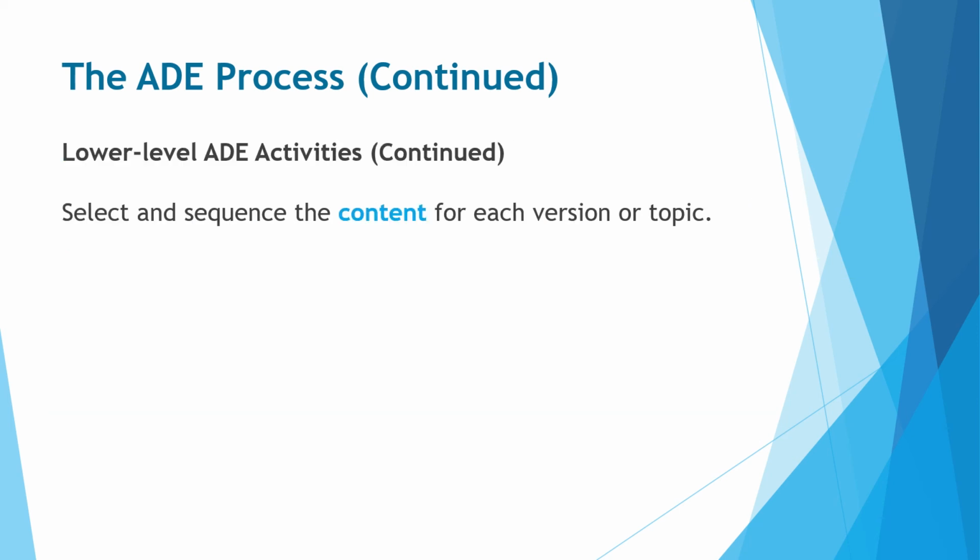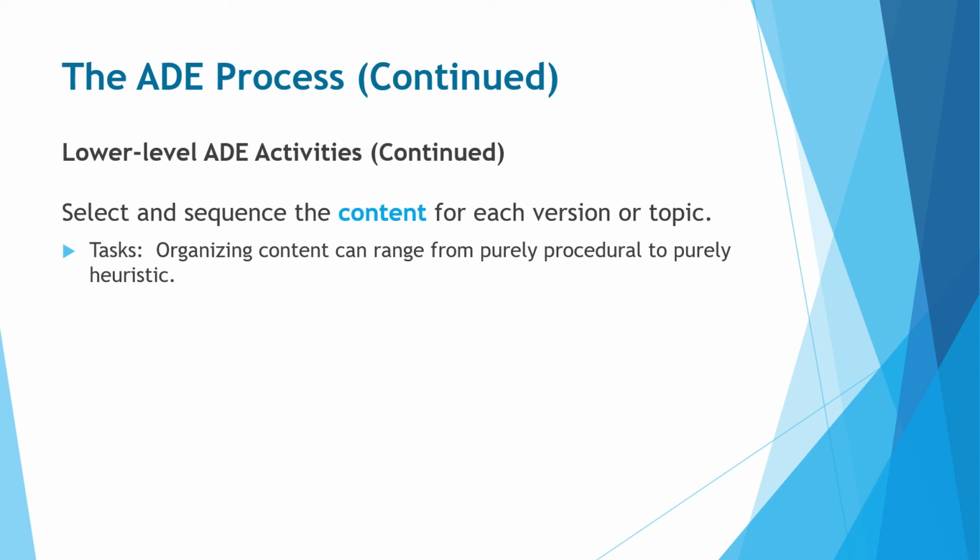Lower-level ADE activities begin with making the final detailed selection and sequence of the content for each version of the task or each application of the topic. For tasks, the organizing content can range from purely procedural, where experts think in terms of steps, to purely heuristic, where experts think in terms of principles and rules of thumb. For topics, the organizing content can be conceptual, which is concerned with understanding what is, or theoretical, which is concerned with understanding why, causes and effects.